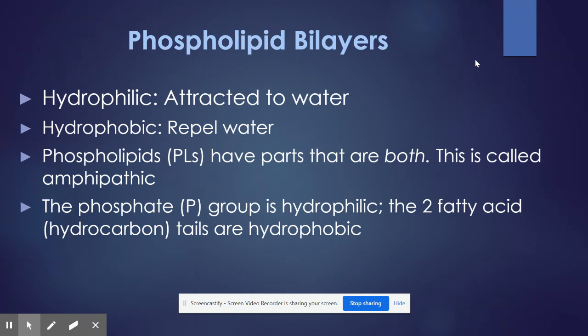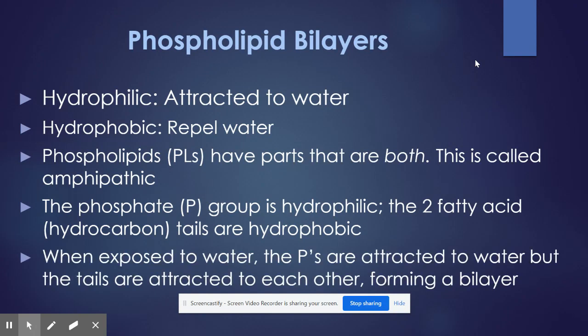The phosphate head is hydrophilic. The fatty acid or hydrocarbon tails are hydrophobic. We'll see pictures of these in a bit. Exposed to water, the phosphate groups are attracted to water, but the tails are attracted to each other, forming a bilayer. This way, the phospholipid heads are in the water, basically, and the tails are repelling water by facing each other.